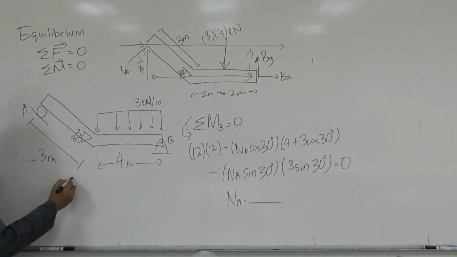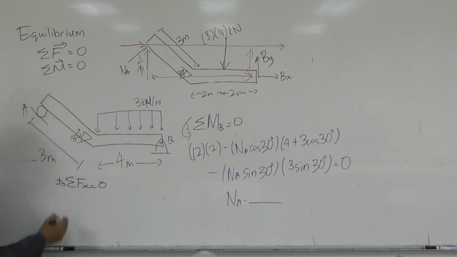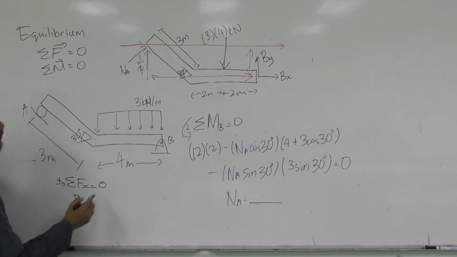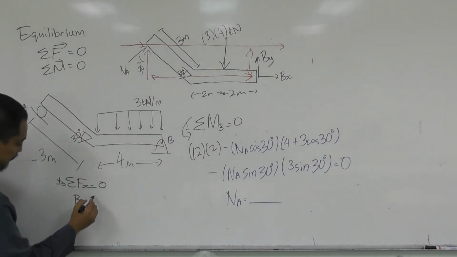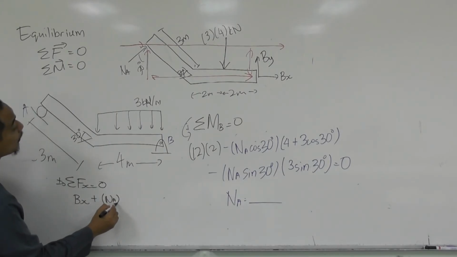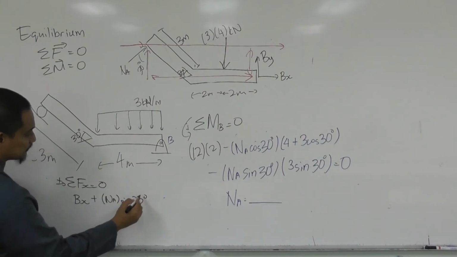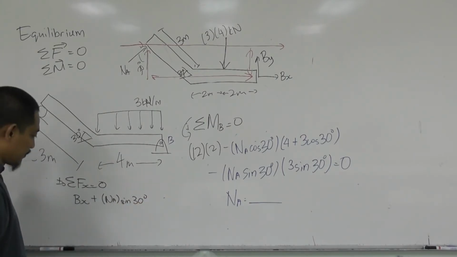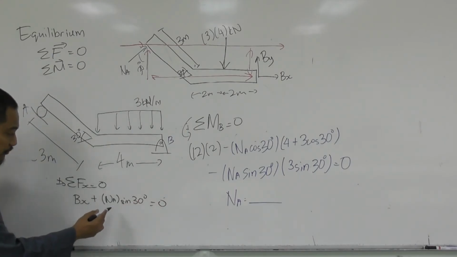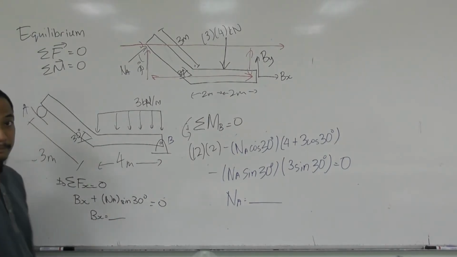So if I continue here, summation of Fx equal to 0, to the right as positive. So we'll have Bx plus NA sine 30 degrees equal to 0, right? Obviously, this NA is already solved. You have the value there, so you have Bx equal to whatever answer there, right?